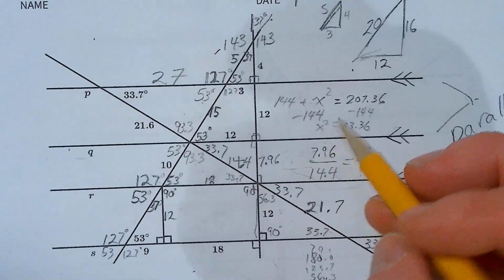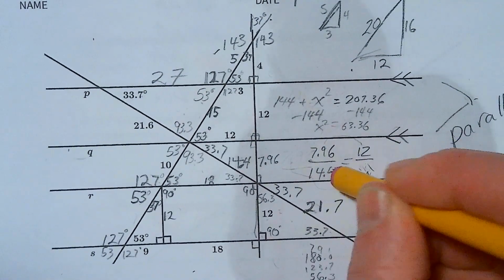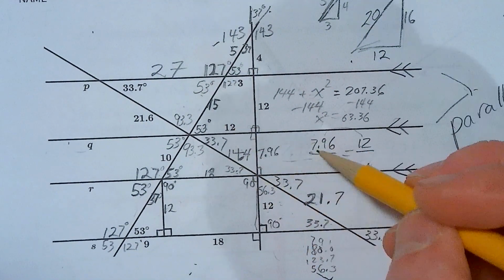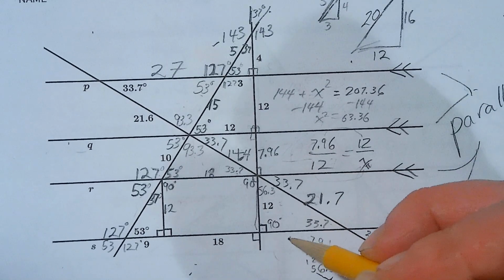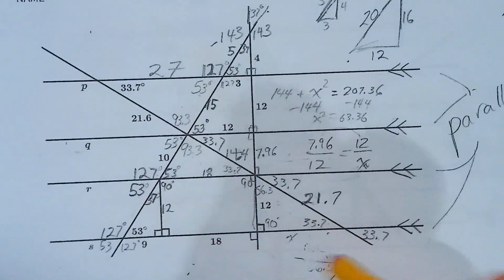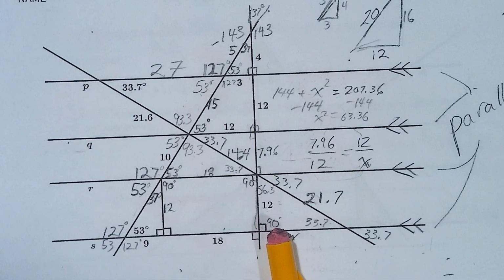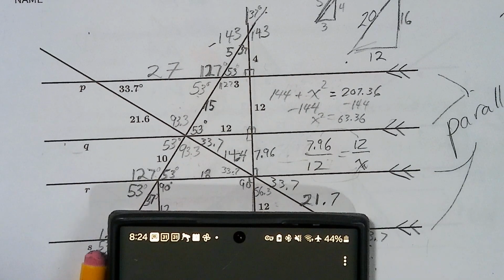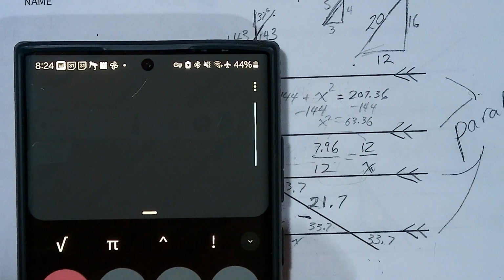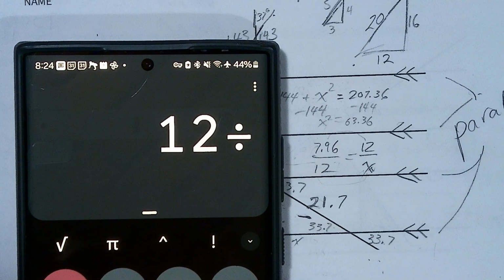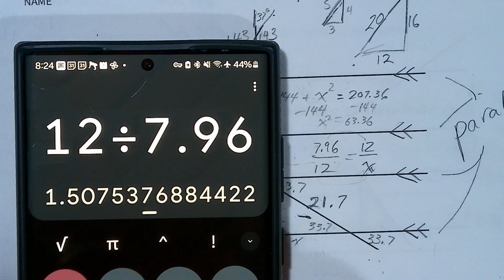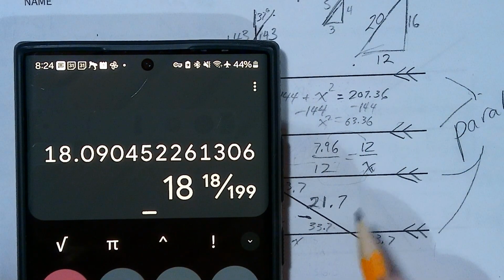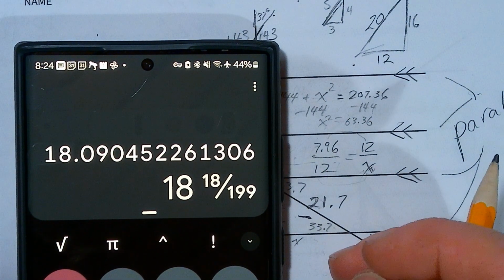And lastly, we can use the same setup. 7.96 grows up to be 12, the same way that 12 is going to grow up to be this one down here. Eighteen-ish. 18.1, let's call it.